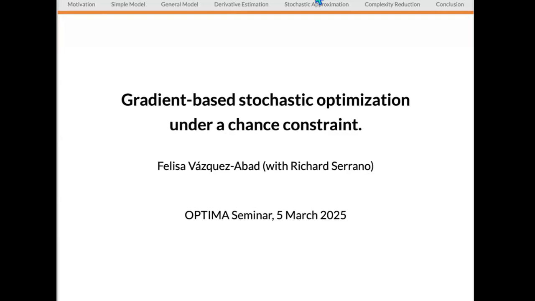All right, so today I'm going to be talking about gradient-based stochastic optimization under a chance constraint, which is work that started a long time ago. In 2008, literally a long time ago, I was working at Melbourne Uni, but I was visiting Paris. They had an interesting problem with the equivalent of NASA. They needed to send what they call a rendezvous, which is when two satellites have to bind together.